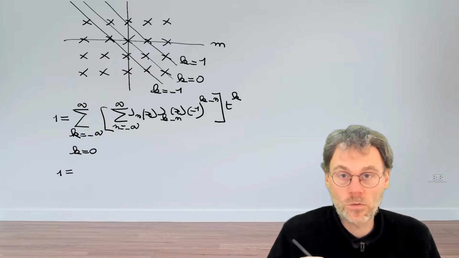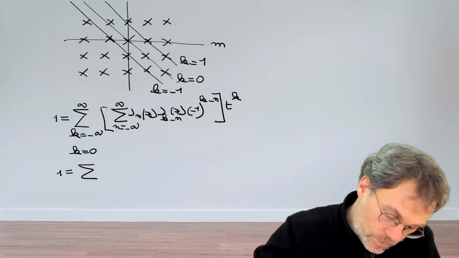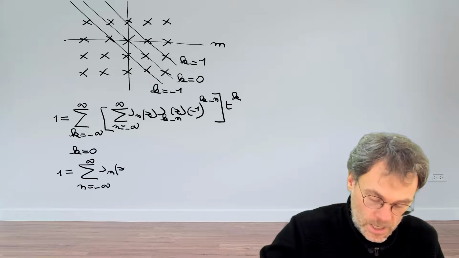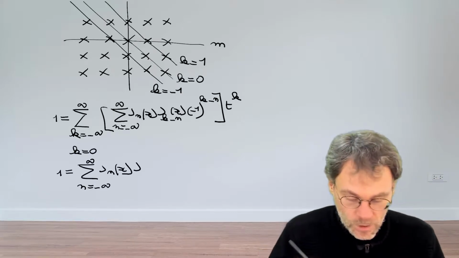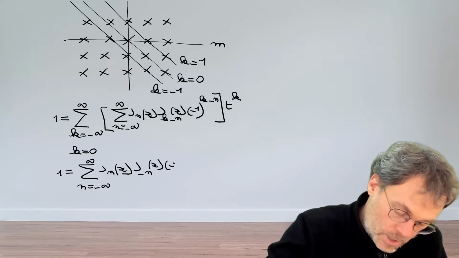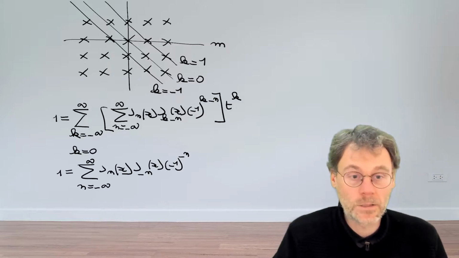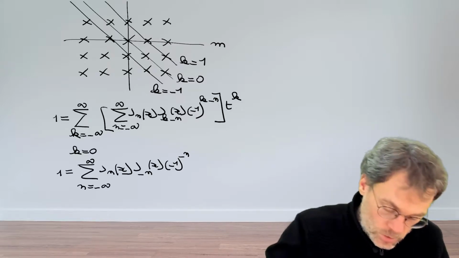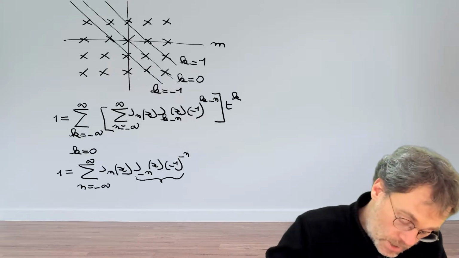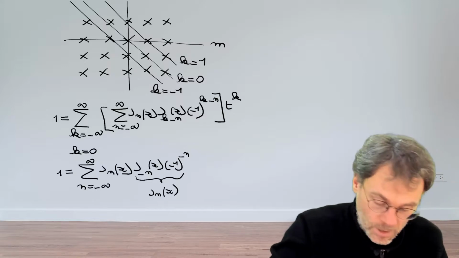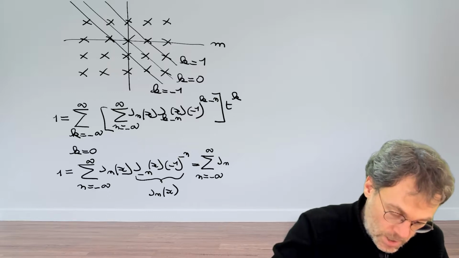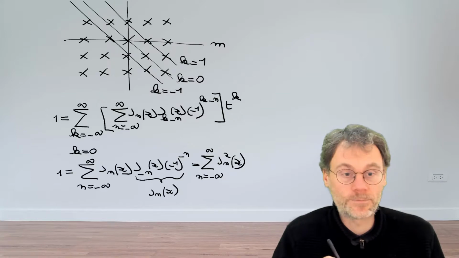So what's the coefficient where k is equal to 0? We have a sum where n is going from minus infinity to plus infinity of J_n(x), and then J, if k is equal to 0, that becomes J_{-n}(x). And then we have minus 1 to the power of minus n. The good news is that we know that this thing here, thanks to the parity relations of Bessel functions, is just J_n of x. So basically what we have here is a sum of squares, J_n squared of x.